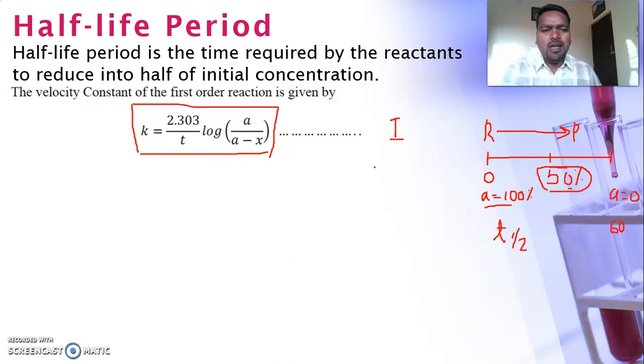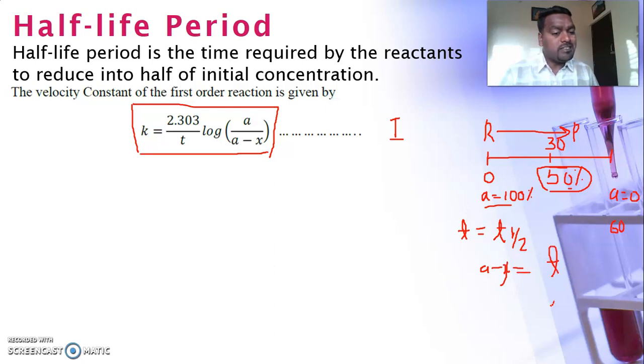Now at t is equal to t half. Suppose the time period of the reaction is exactly equal to the half-life. For example, now it is the 0th minute, and now it becomes 30 minutes. Imagine 30 minutes, so the reactant is converted into 50%. At any time, the concentration of reactant is a minus x, which is the concentration remaining at time t.